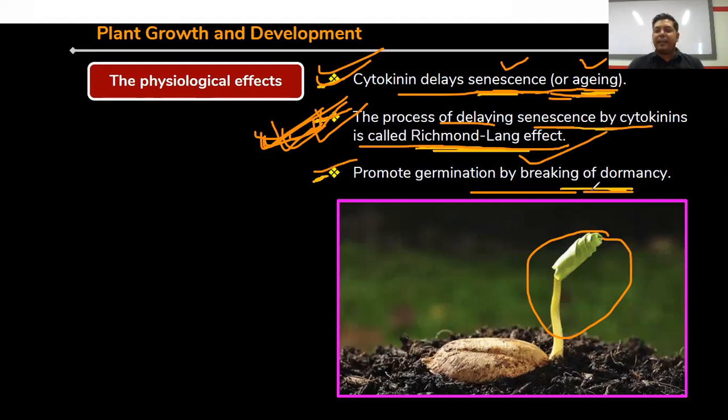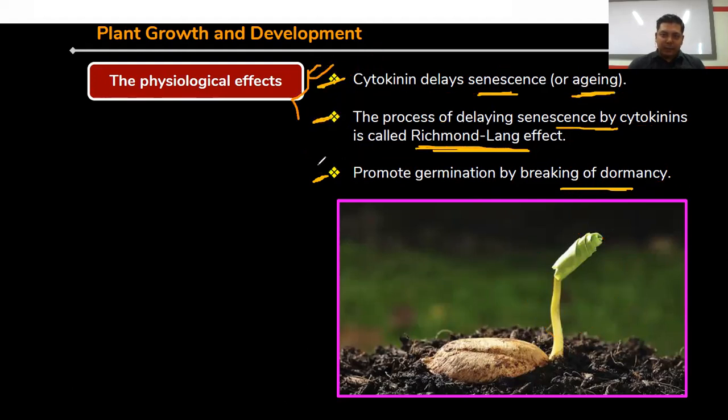Cytokinin promotes germination by breaking seed dormancy. So cytokinin is also involved in breaking dormancy. Clear? So here, cytokinin is important in the senescence or aging processes. This is called the Richmond-Lang effect, and cytokinins are also involved in cell division processes. Clear?